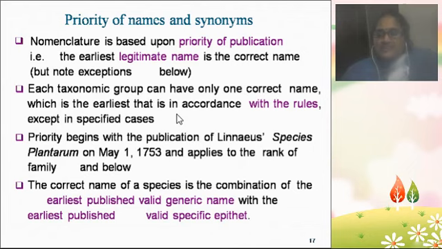Okay, the priority of names first starts with Linnaeus's Species Plantarum, published on May 1st, 1753. In that book he already published so many plant names, so he is the first one to publish the names. That's why, whichever scientist came after Linnaeus, even if they discovered the same plant that Linnaeus had, only Linnaeus will be given priority. Why? Because he is the first person who gave the plant a legitimate name. So that is the priority of names, and the correct name should be used.